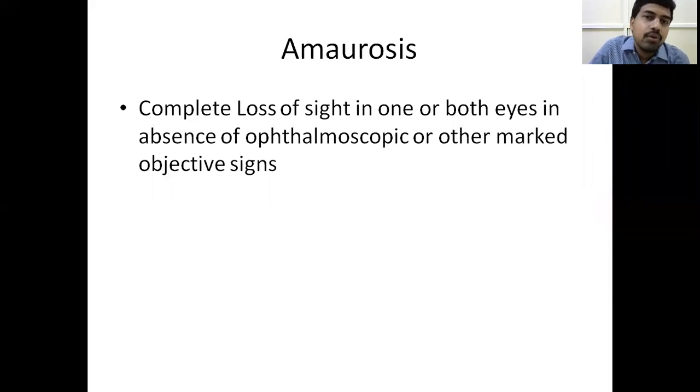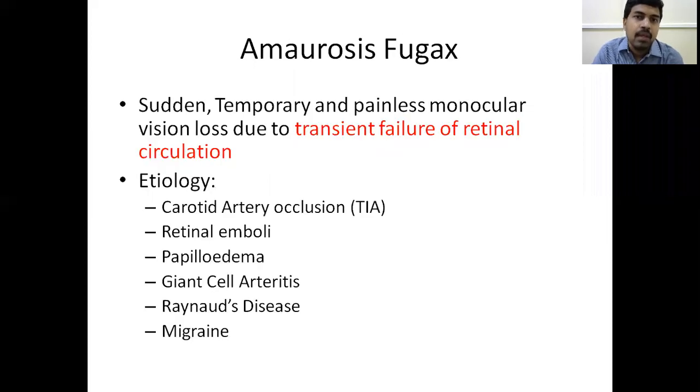Amaurosis fugax, I told you. This is complete loss of sight in one or both eyes in the absence of ophthalmoscopic features. So when you see the eyeball externally, it is completely normal. And when you examine the interior of the eyeball with an ophthalmoscope, there will be no pathology. The entire eyeball will look normal, but there is complete loss of sight. There is complete loss of vision in one eye or both eyes, but the eyeball structurally, anatomically looks normal. That is known as amaurosis.